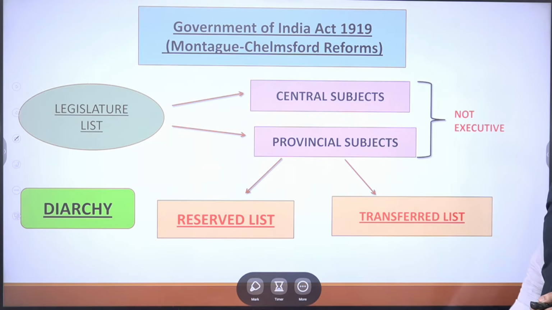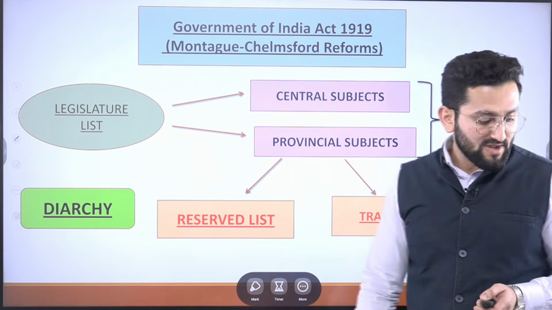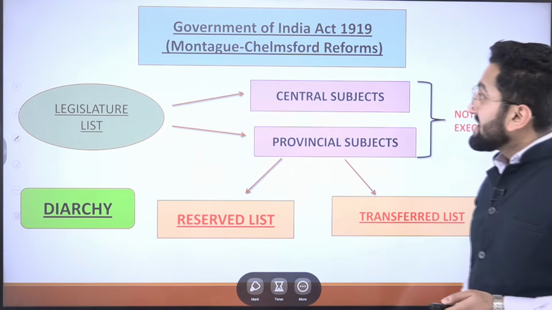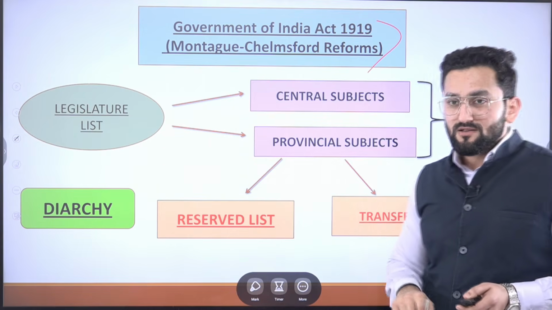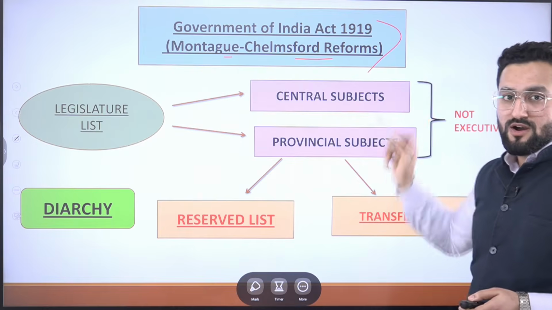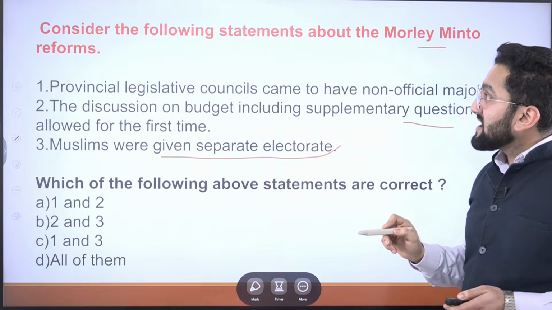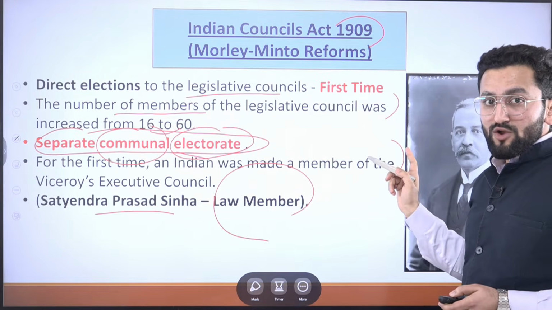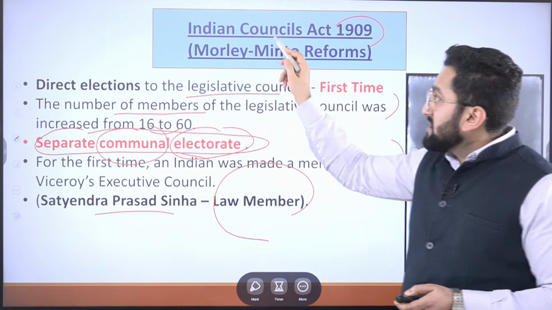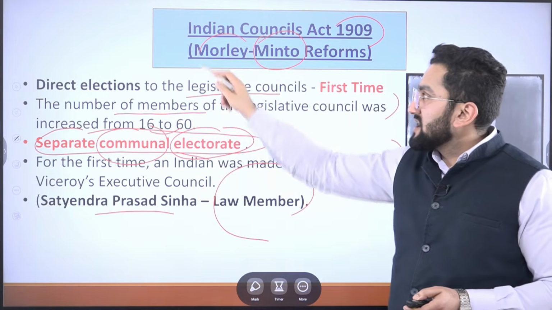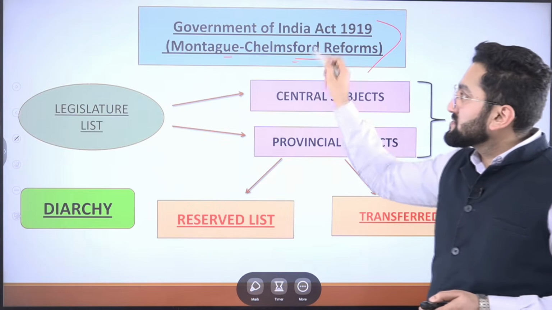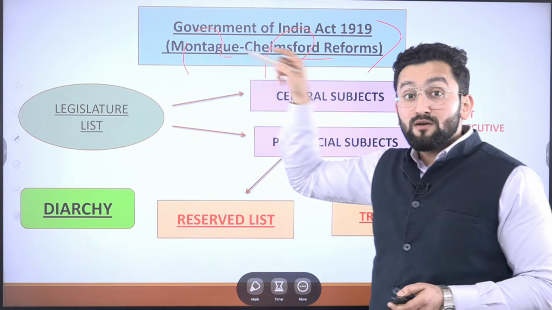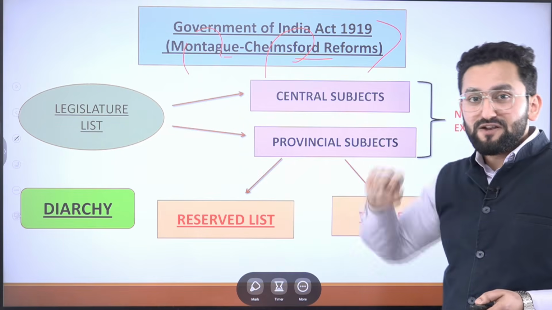Minto Reforms. So you have to attempt that question. Okay. Now, Government of India Act 1919, Montagu-Chelmsford reform. And when I am saying Morley-Minto or Montagu-Chelmsford, it means Minto is Viceroy and Morley is Secretary of State. Chelmsford is Viceroy and Montagu is Secretary of State for India.